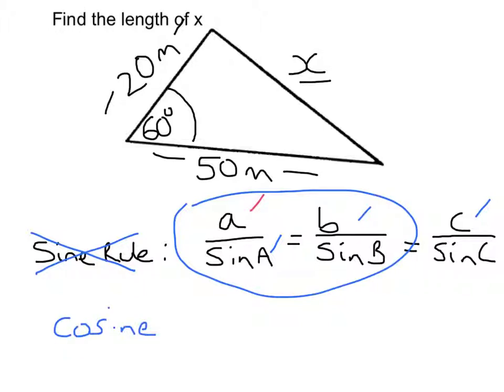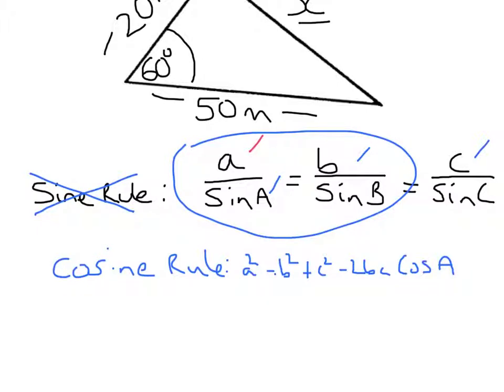So what you would do, you would write the cosine rule. So a squared equals b squared plus c squared minus 2bc cos A, and then just as before you can fill in the blanks, rearrange it, and then try and find what a is, or what x is in this case. So I want you to give that a go, and we'll check if you got the right answer in a second.